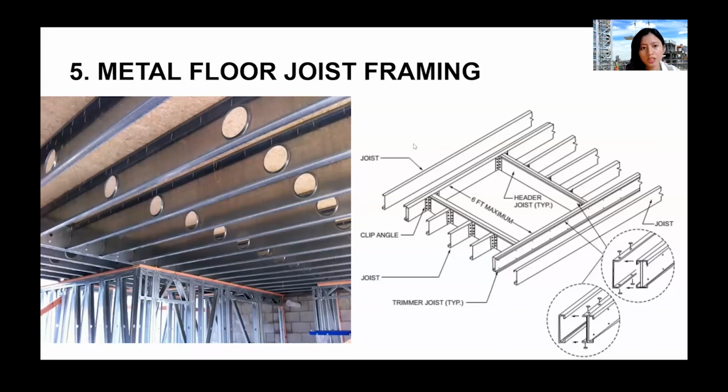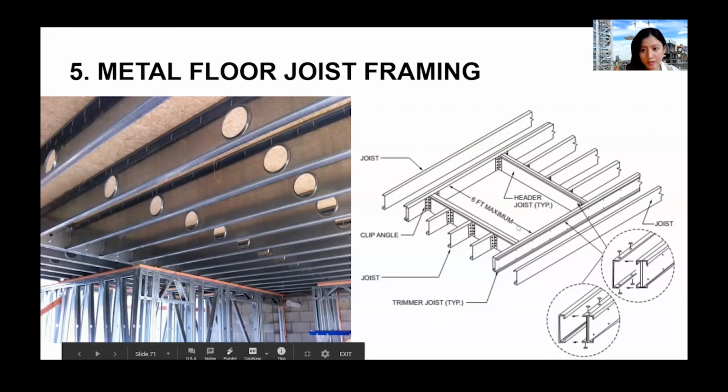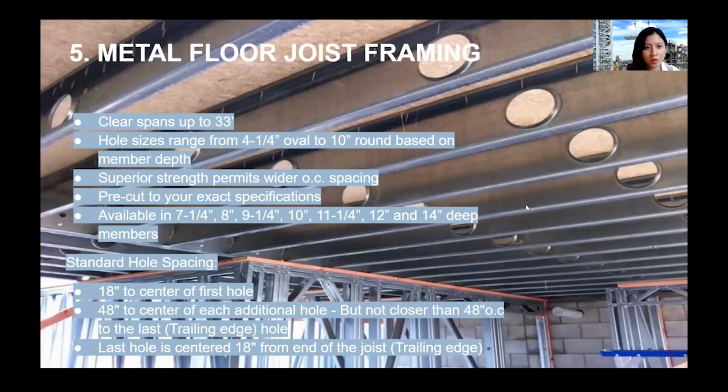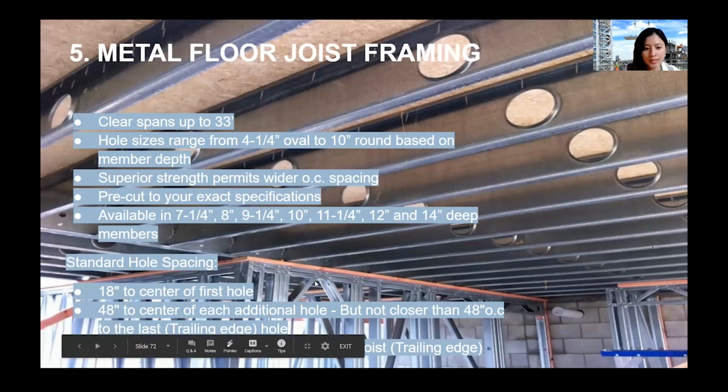Another structural steel framing system is the metal floor joist framing. Here's an example, and here's a detail of it. Metal floor joist framing spans up to 33 feet. The hole size ranges from 4 1/4 inches to 10 inches. Its superior strength permits a wider on-center spacing, and it can be pre-cut to the exact specifications given by the engineer and architect. And here are the standard hole spacing.